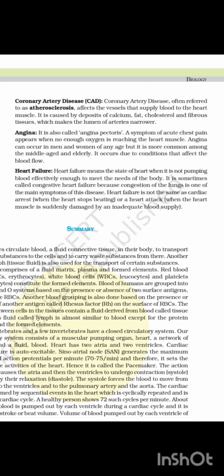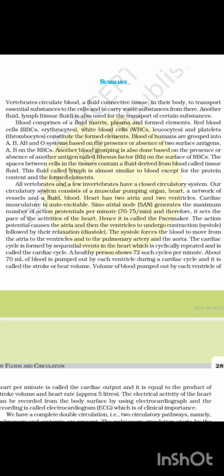Heart failure. Heart failure means the state of the heart when it is not pumping blood efficiently enough to meet the needs of the body. It is sometimes called congestive heart failure because congestion of the lung is one of the main symptoms of this disease. Heart failure is not the same as cardiac arrest, when the heart stops beating, or a heart attack, when the heart muscle is suddenly damaged by an inadequate blood supply.